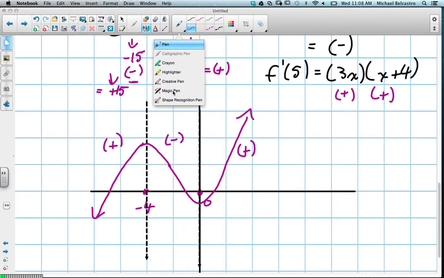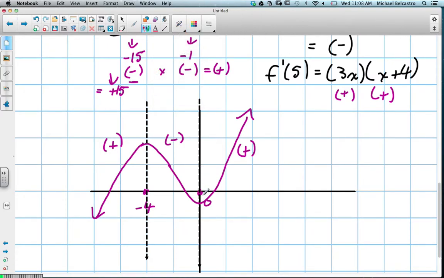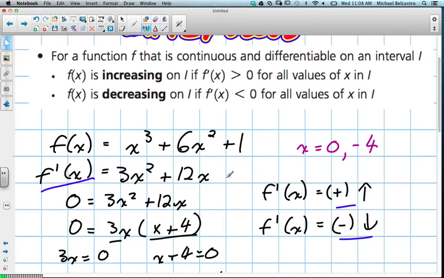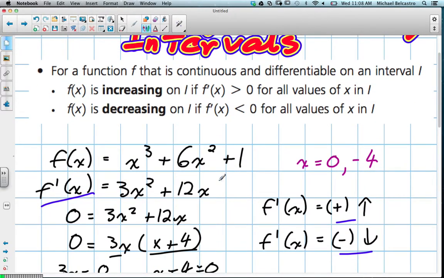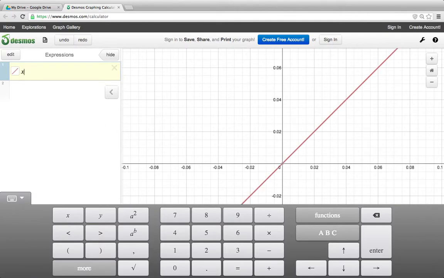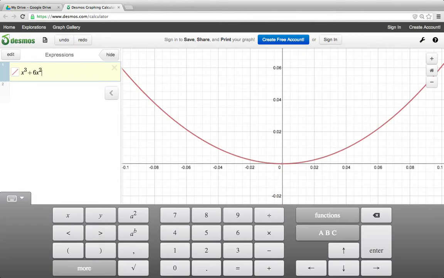Now, we haven't picked out any x-intercepts yet. Okay, we haven't picked out any other major points, but this is the beginning of learning how to sketch a curved graph. Okay, and what we're also going to do is plug in our values just to make sure we are correct. The original was x cubed plus 6x squared plus 1, so we have x cubed plus 6x squared plus 1.